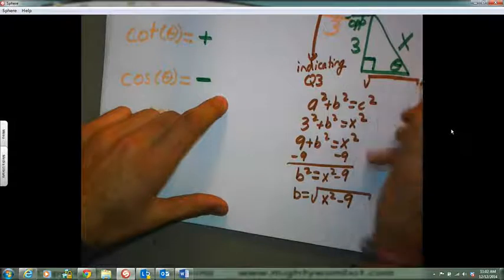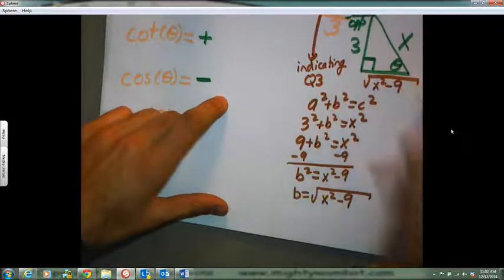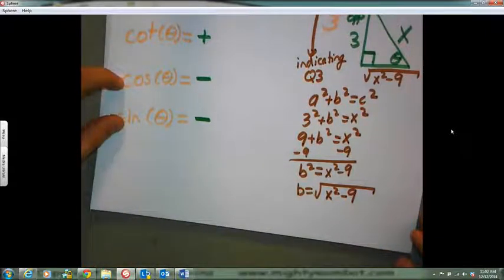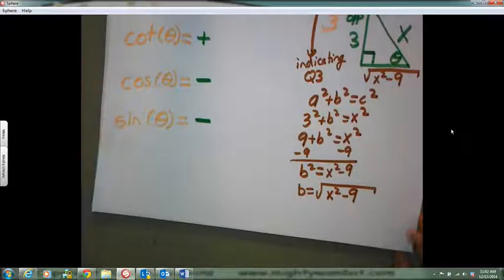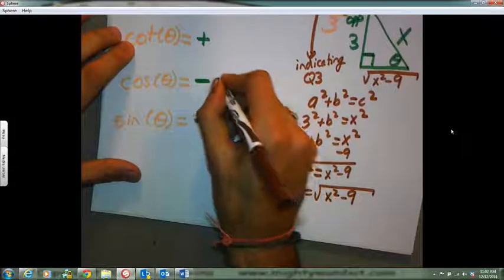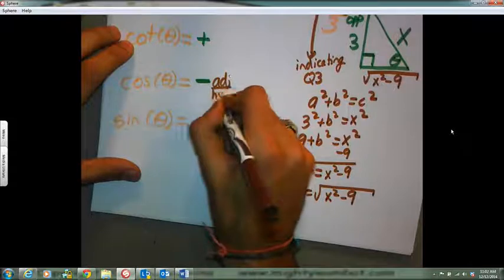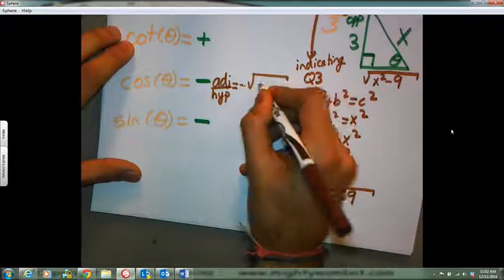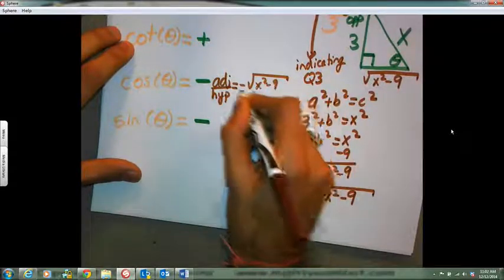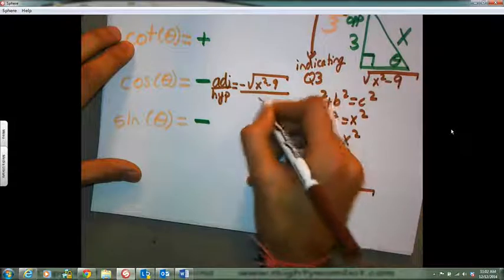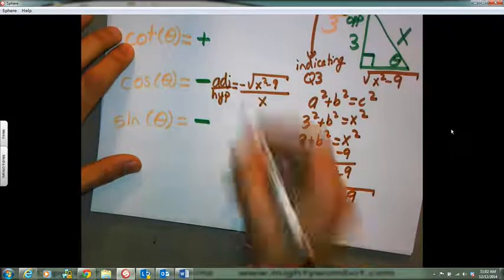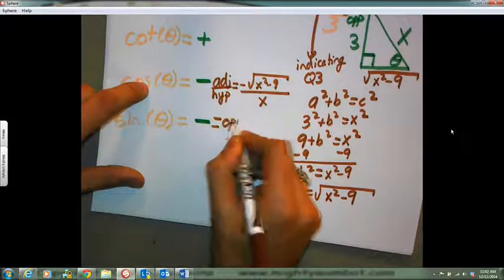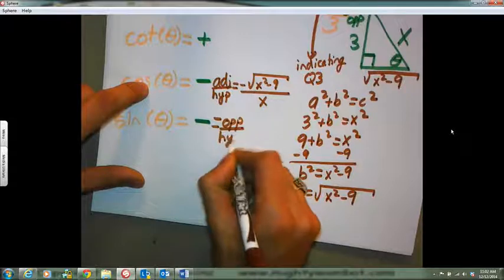And now we just need to fill in. So start with cosine and sine, those are the easier ones. Cosine, so toa, adjacent over hypotenuse. The adjacent side is right here, and the hypotenuse is here. Negative here because of the quadrant. Sine, opposite over hypotenuse, opposite over hypotenuse. Negative is there because of the quadrant.